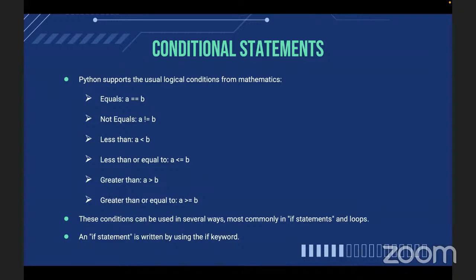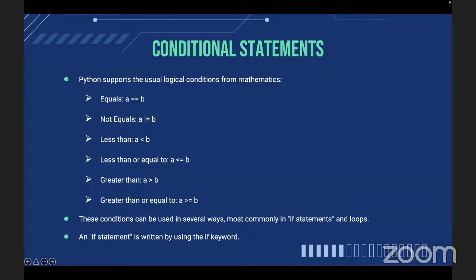Python supports the usual logical conditions from mathematics, that is a == b. It means that we have to check if a is equal to b. This is not the assignment operator, remember. This is the mathematical equal to. We check if the value of a is equal to the value of b. This is how it is written. Then this means not equals, and this is less than, less than or equal to, greater than or equal to.